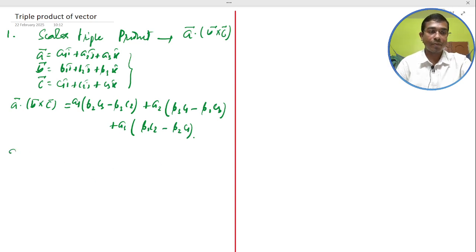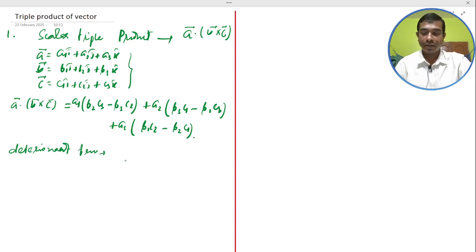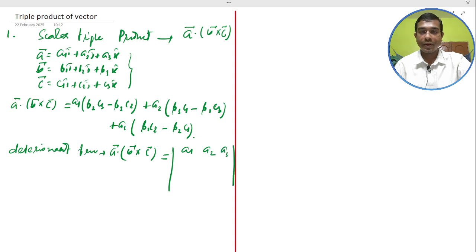And in determinant form, A dot B cross C is nothing but the determinant of A1, A2, A3, B1, B2, B3, C1, C2 and C3.